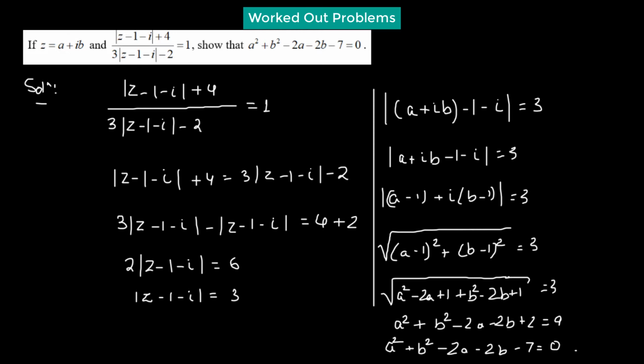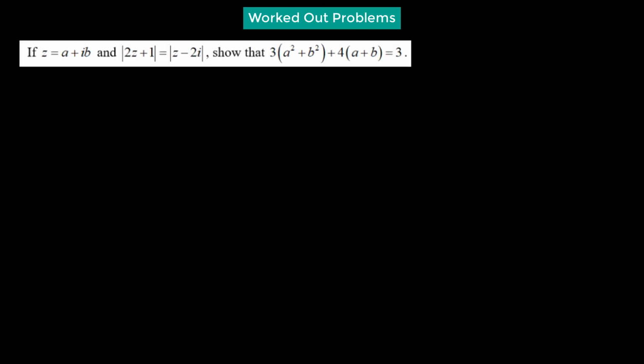Let's move on to the next question. So in this question, we have a complex number z given by a + ib, and an equation is given that |2z + 1| = |z - 2i|. Now we have to show this given equation is true. So let us begin by considering the given equation.